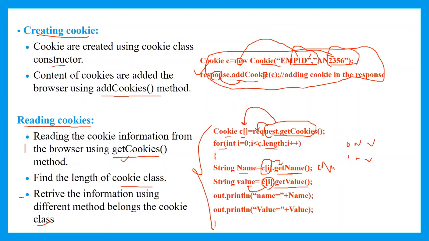Now I am printing the result by making use of the println method belonging to the PrintWriter class, where out is an object of the PrintWriter class. I am printing the name of the cookie and the value of the cookie. This is a simple program for creating and reading the cookie.